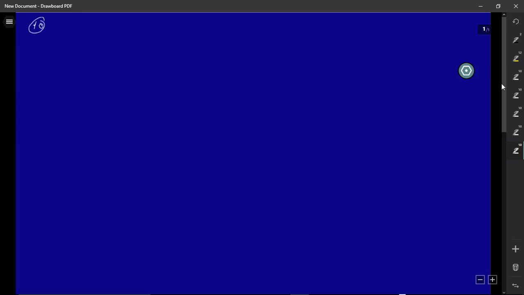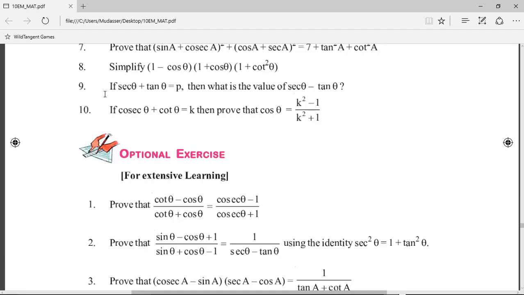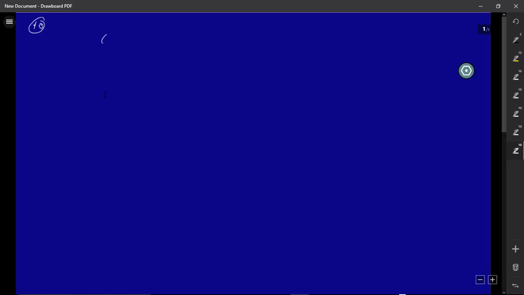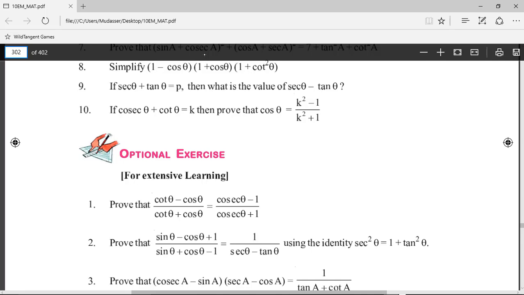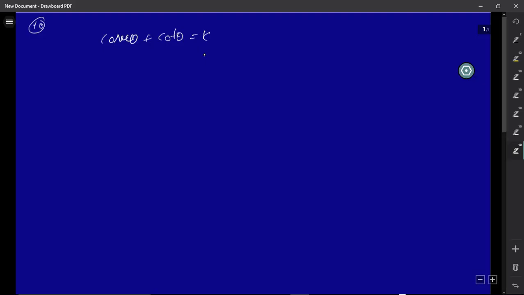10th problem. The 10th problem says cosecant theta plus cot theta is k. Then prove that cos theta is equal to k square minus 1 by k square plus 1. Okay, cosecant theta plus cot theta is equal to k. This is what is given. They want us to prove that cos theta is k square minus 1 by k square plus 1.